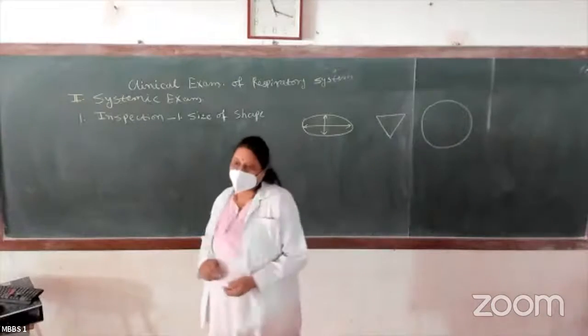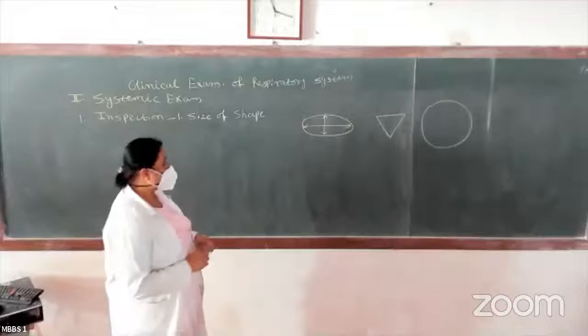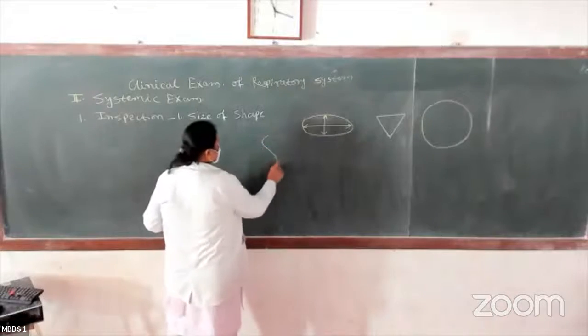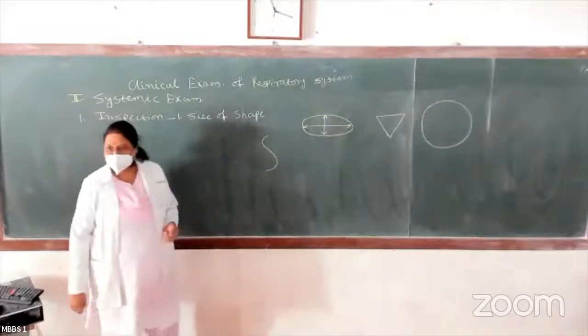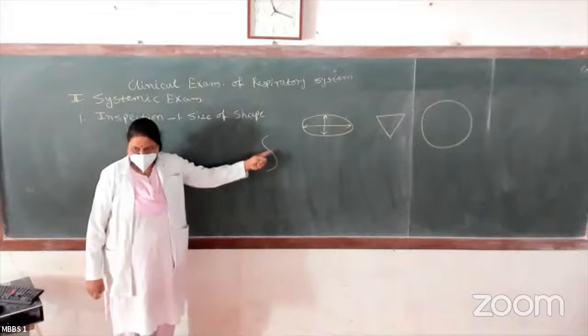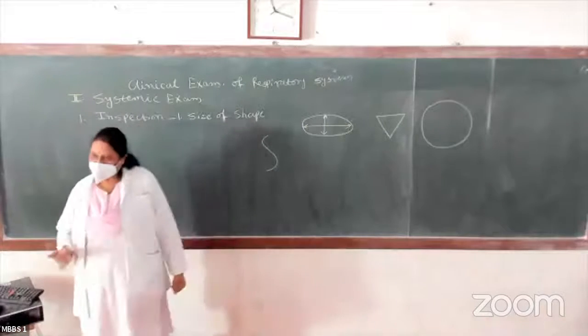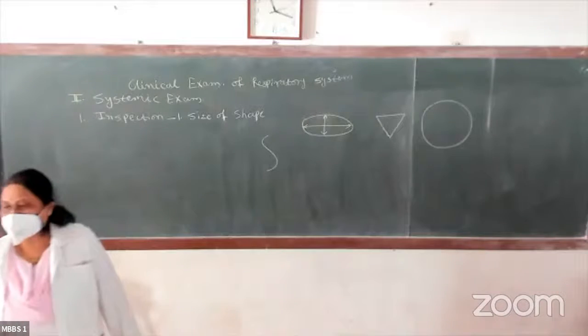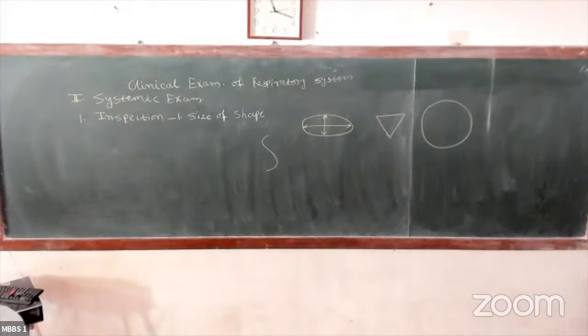Also in scoliosis. What is scoliosis? An S-shaped deformity of the spine. So this is also called asymmetry of the chest wall. Normally, the chest wall is symmetrical, and the transverse diameter is more than the AP diameter.